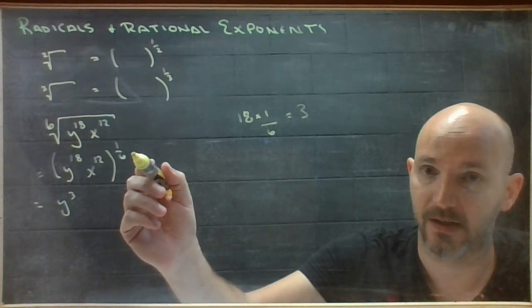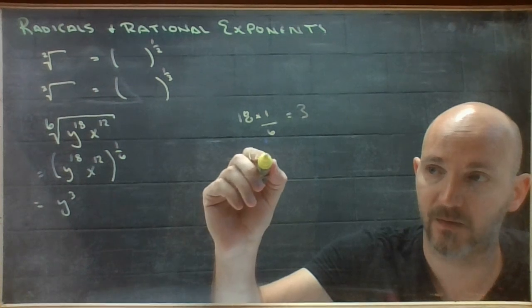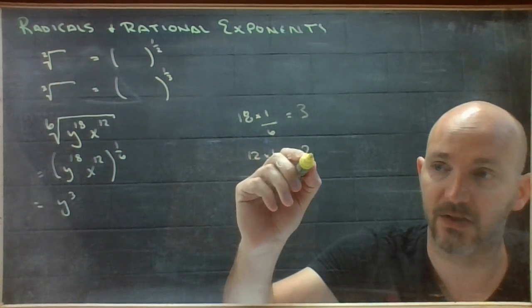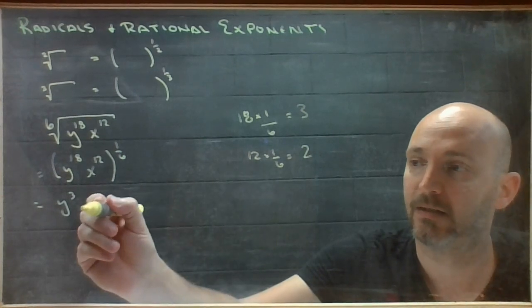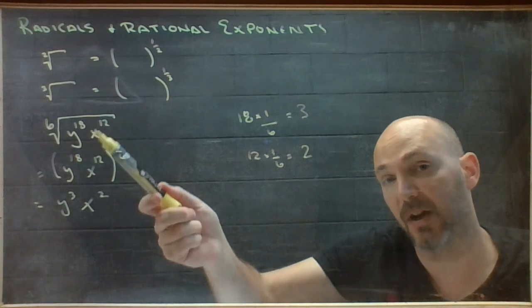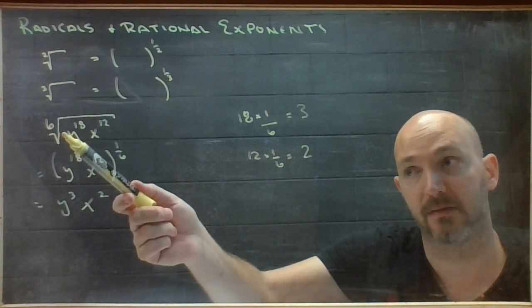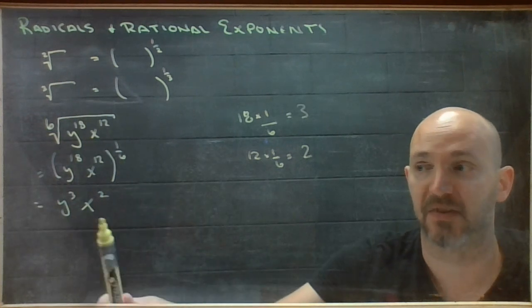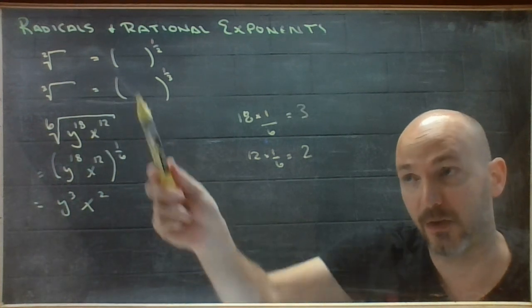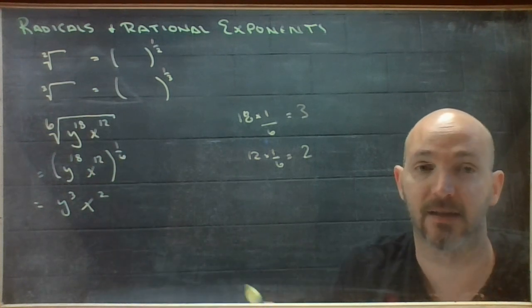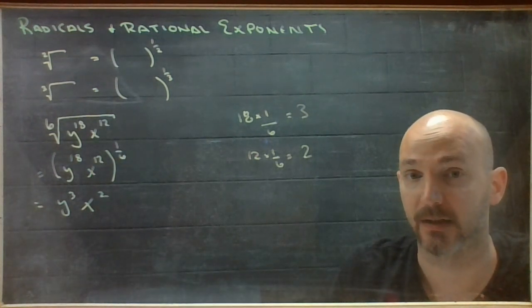x to the 12 gets a 1/6. So you take 12 times 1/6. 12 times 1 is 12. 12 divided by 6 is 2. So I get x squared. So that gross expression there with the power 6 root can be reduced down to just y cubed x squared. If you can flip to this notation, you can see that it applies just like every other exponent law does.